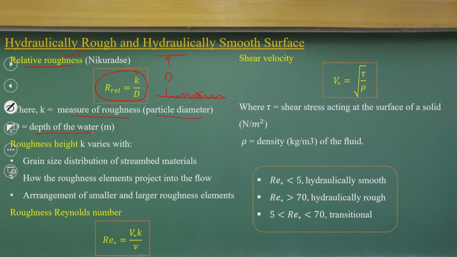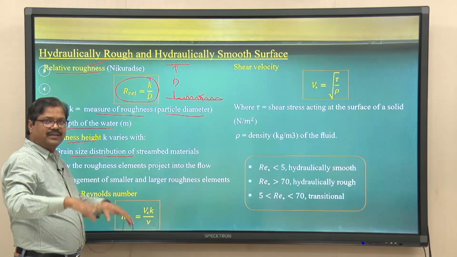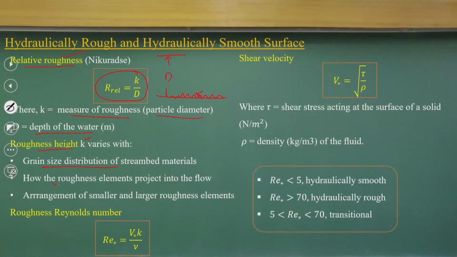the water depth. This roughness height k varies with the grain size distribution of stream beds, whether you have a gravel bed or a sand bed. So, this roughness varies. The roughness elements are projected into the flow, and the arrangement of smaller and larger roughness elements also plays a role.